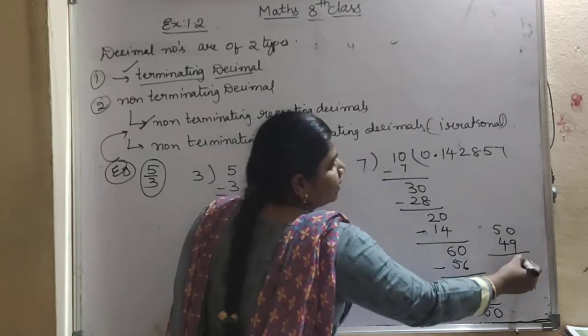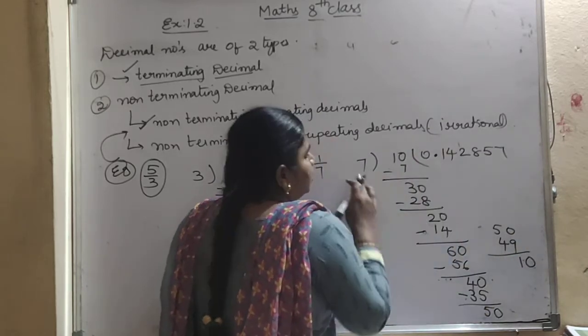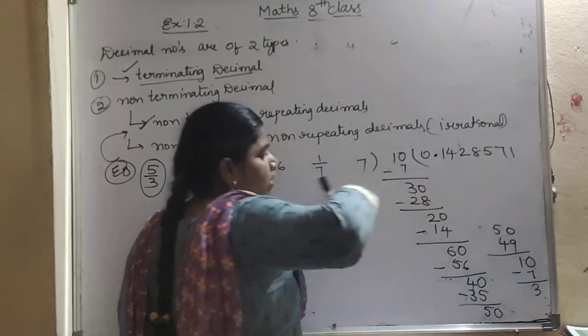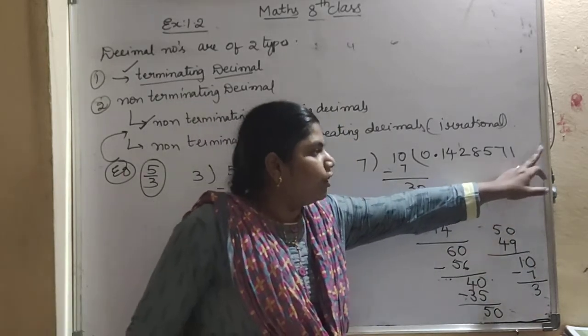1 is smaller than 7. Again we will take it as 0. So 7 1 time will be 7. The remainder will be 3. So again the values are going on repeating here.